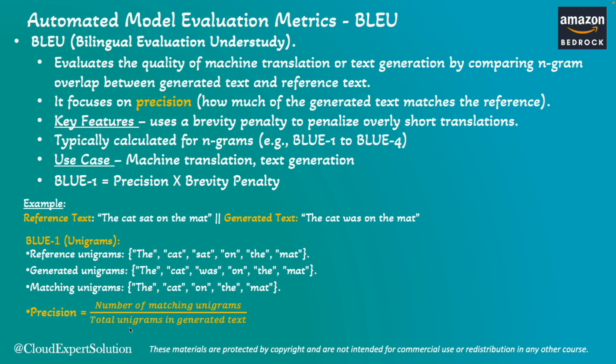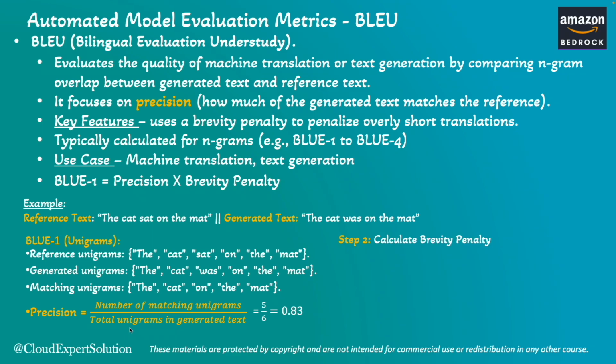Now in terms of precision, this is the number of matching unigrams versus the total number of unigrams in the generated text. If you use that formula, it will be 5 over 6, because we have 5 matching unigrams and the total number of unigrams in the generated text is 6. So it will be 0.83.